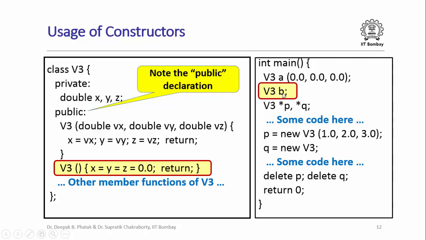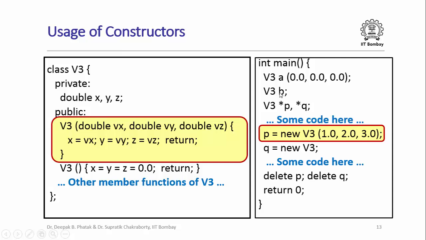Here, the object B of class v3 is allocated, but there are no parameters passed to its constructor. Therefore, this constructor function is going to be invoked, and all the data members of the object B will be initialized to 0. In this statement, an object of class v3 is dynamically allocated in the heap, and these three double valued parameters are passed to its constructor. So once again, this constructor function will be invoked.